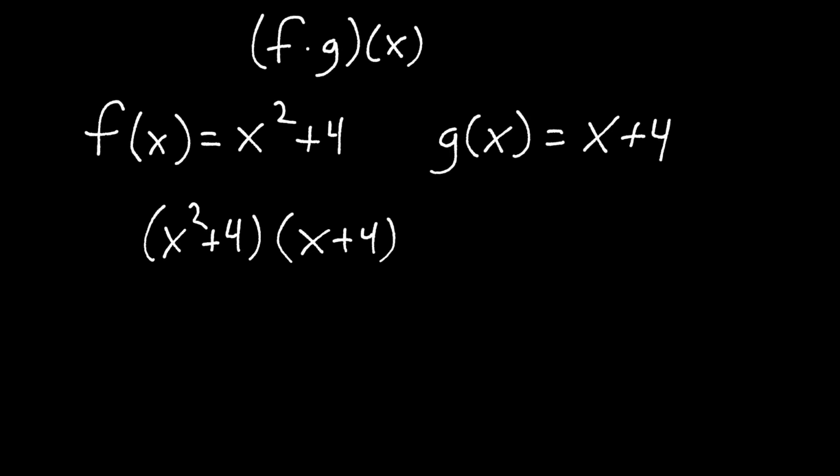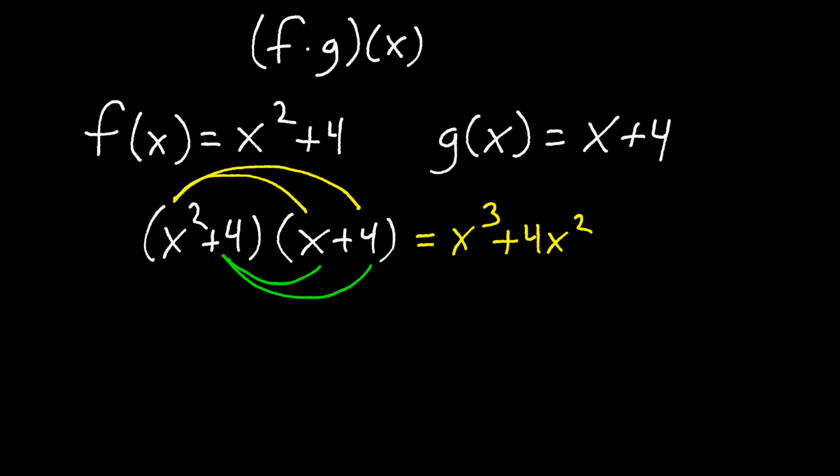So let me put in my arrows. I got x squared times x squared, times 4, 4 times x, and 4 times 4. So when I multiply these out, I'm going to have x to the third plus 4x squared, just like I started off with before. But now I have to do the other multiplication. Plus 4x plus 16. And this would be my final answer, since I'm not being asked to evaluate at any specific value of x.